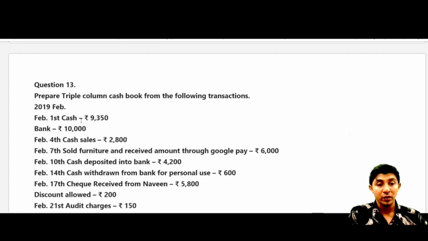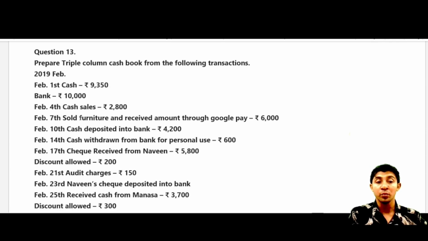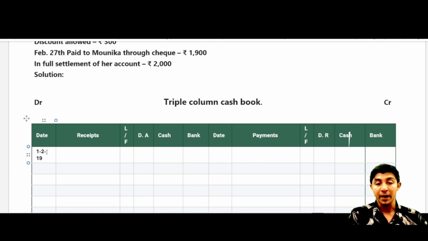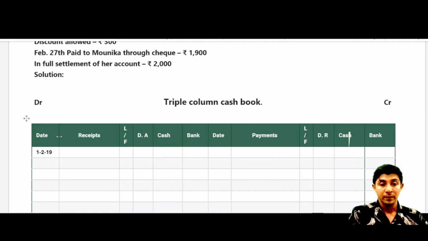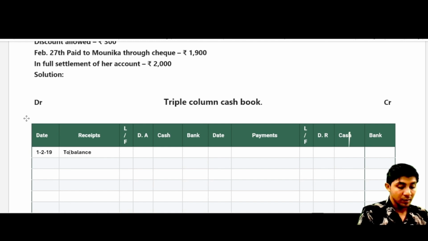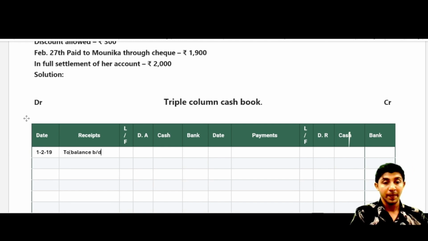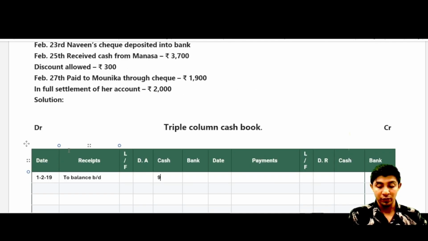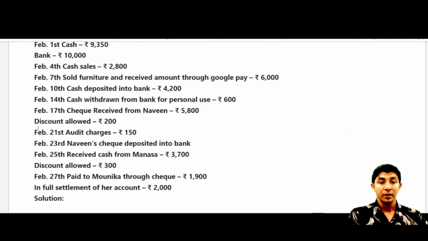Cash and bank, these both are assets and have a debit balance. So we have to move towards the debit side, the receipt side. The date is 1st February 2019, and in the receipt section we have to write to balance B/D, brought down. The balance of cash is 9,350, and the balance of bank is 10,000. Now let us see the next transaction.